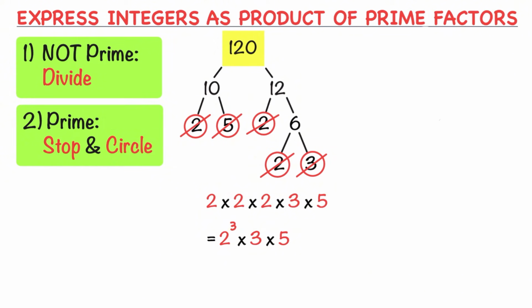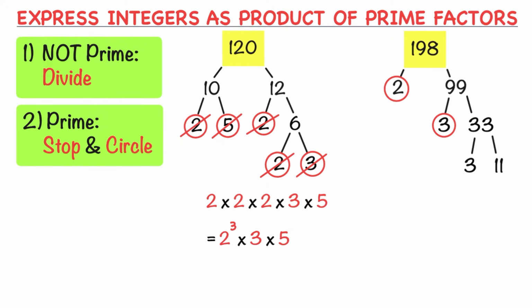Now let's try 198. Here I can think of one easy divisor, 2. 198 divided by 2 equals 99. 2 is prime, circle it. 99 isn't prime, divide it by 3, which equals 33. 3 is prime, so circle it. 33 isn't prime, divide by 3, which equals 11. 3 and 11 are prime, circle them both.